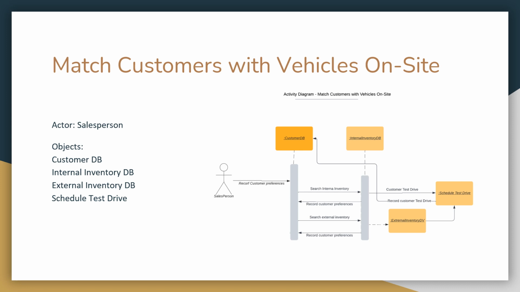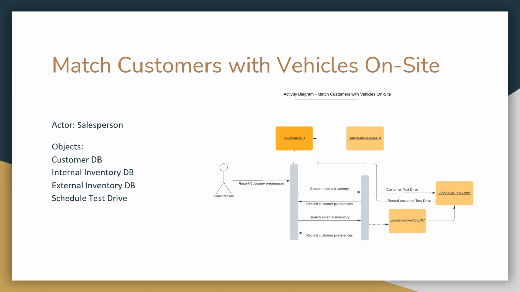Step six, the system determines the results of the external inventory search, checking if there are any vehicles available in other locations that match the customer's preferences. Step seven, while the external search is in progress, we also search our internal inventory to see if we have any vehicles that meet the customer's requirements.